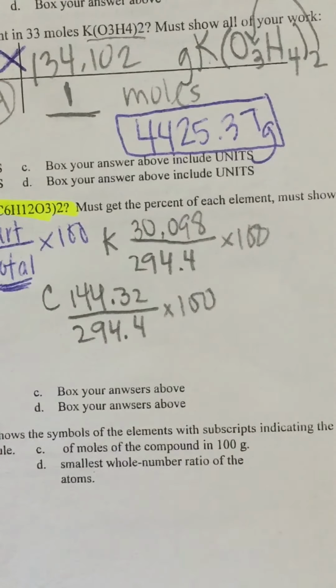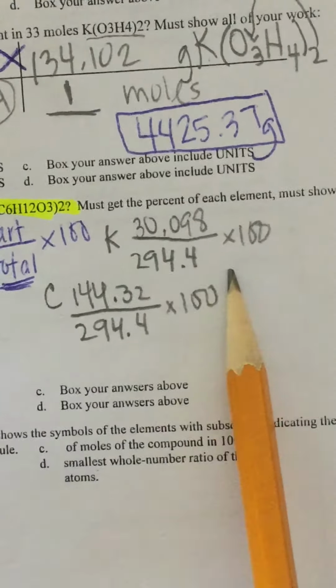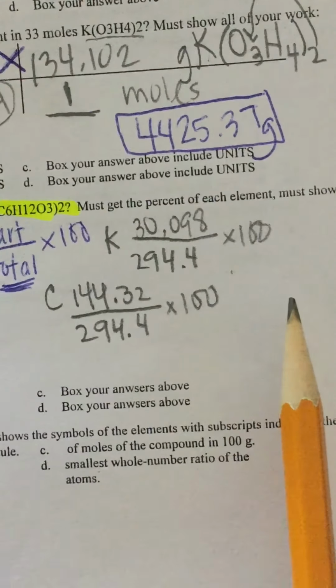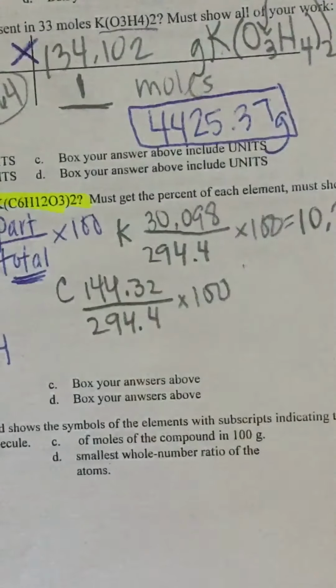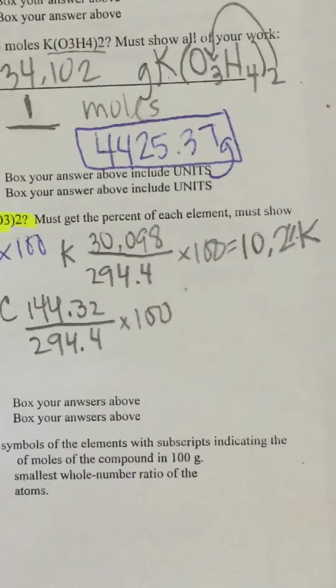So we should have 1, 2, 3, 4. We should have 4 percentages. So for potassium, 30.098 divided by 294.4 times 100 equals 10.22%. If you just put 10.2, that's fine. 10.2%, the percent sign's kind of squashed.